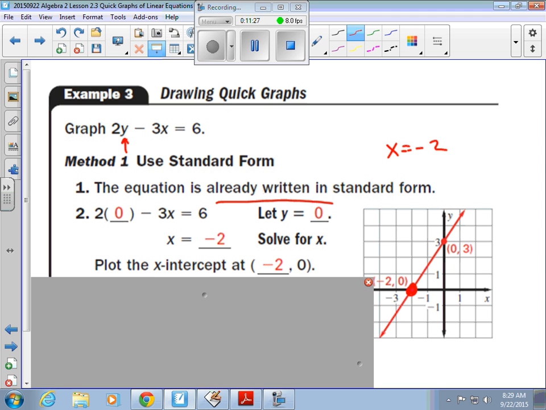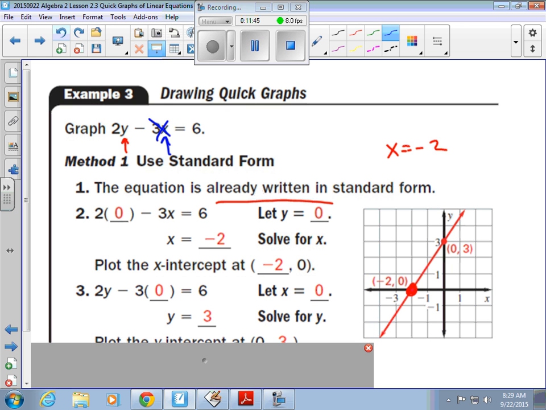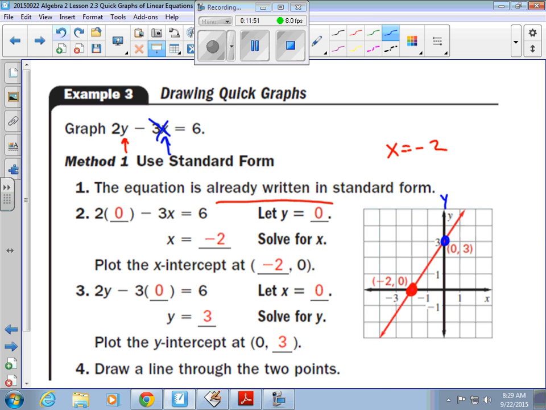Do the same thing for your y, but for y, plug in 0 right here. Again, it's going to eliminate that part of the problem. I'm sorry, it'll eliminate the other part. Plug in 0 here, and it'll eliminate that part. So 2y is equal to 6, and when you divide by 2 on both sides, y's value is 3. So on your y-axis, at 3, once you have 2 points, you can draw your line through them. Very, very simple.